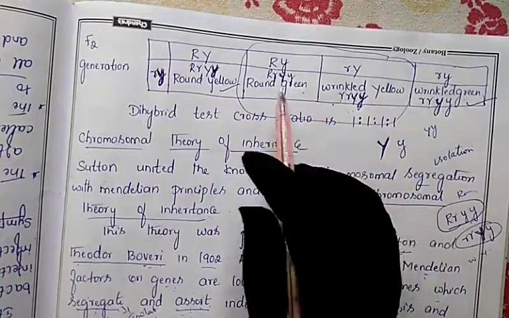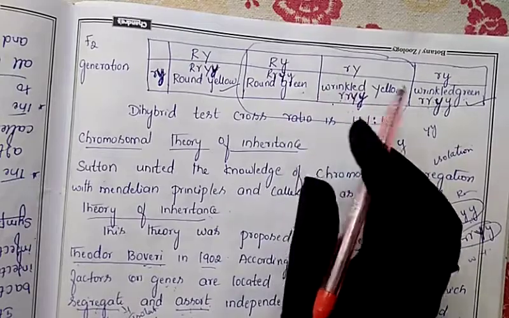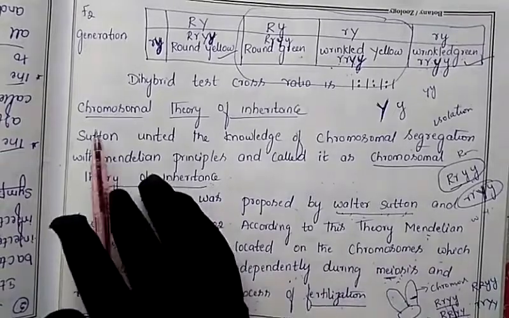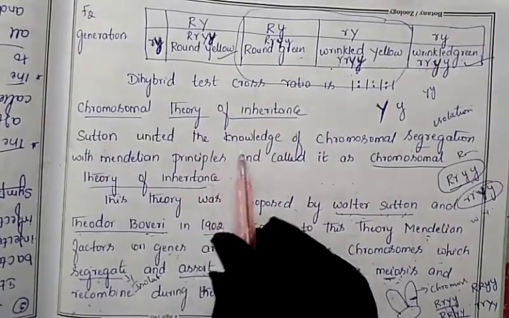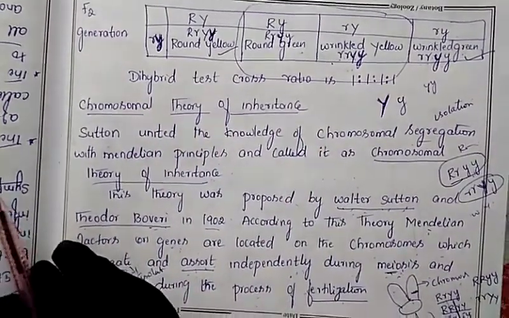So that's why we got the new character. Which is the new character? Round green is one character. Wrinkled yellow is the new character we got here. So this concept has been explained by whom? It has been explained by Mendel in his principles, and by taking that knowledge he gave this chromosomal theory of inheritance. Let us discuss this theory.